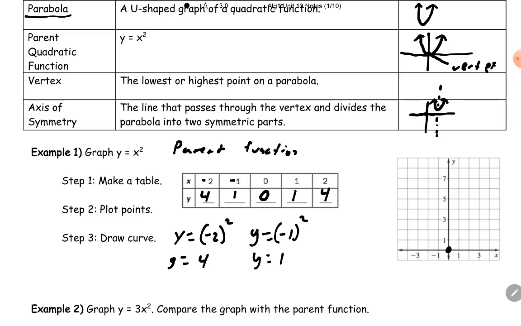So I start at (0, 0). Have (1, 1). I have (-1, 1). I have (2, 4) and (-2, 4). See how it's symmetrical? The left side looks like the right. The axis of symmetry in this case would be the line x equals 0, or the y-axis. Okay, the axis of symmetry once again is the line that cuts it in half.